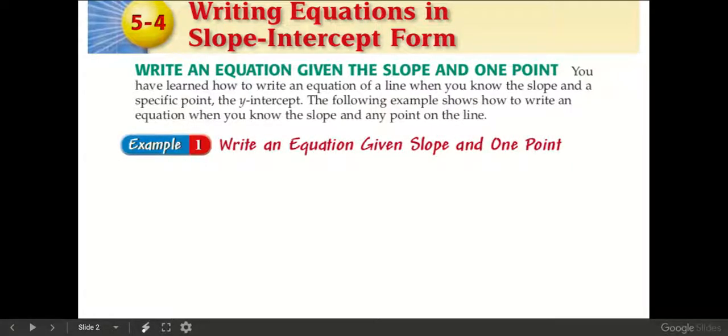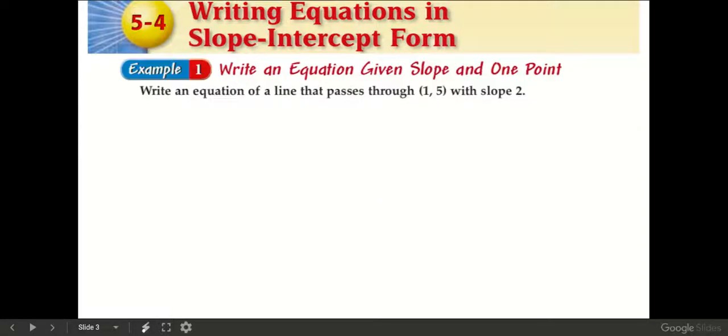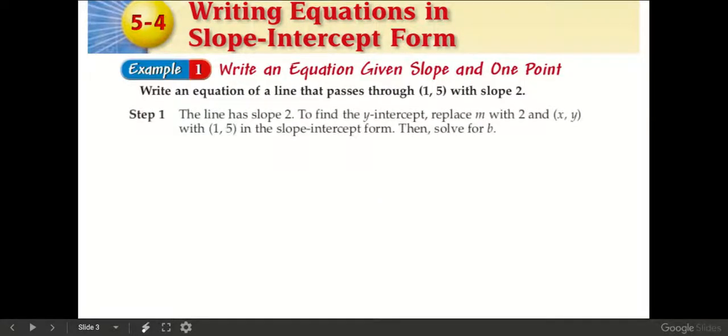So here's an example. Write the equation of a line that passes through the point (1, 5), that's an x and y coordinate, with a slope of 2. In order to do this problem, we're going to first take the slope, 2, which we know how to put into the equation, but we don't know what the y-intercept is. We're still using our slope-intercept form equation, and we know what m is, the slope is 2, but we don't know what b is. All they're giving us is a point.